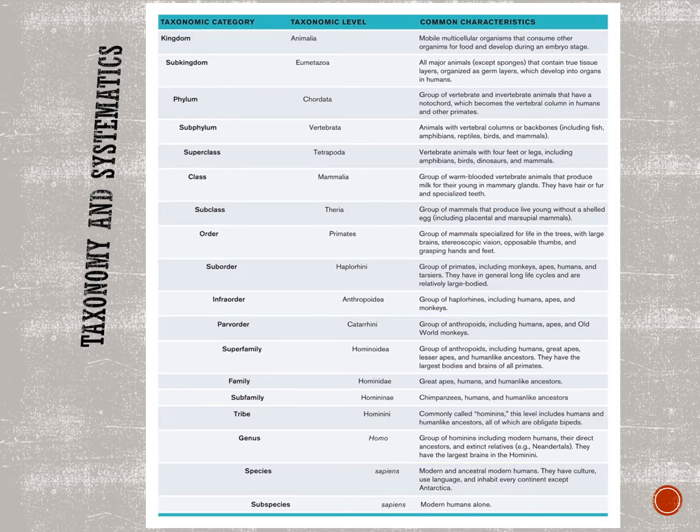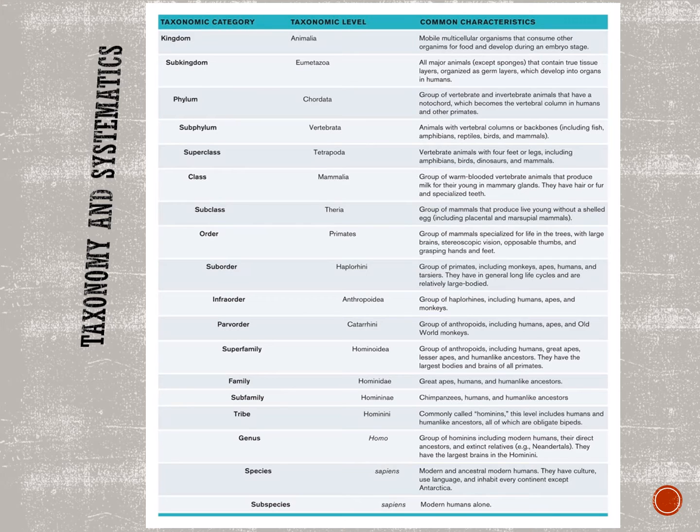So we are mobile, multicellular organisms, and we eat other organisms. That's the key there for being Animalia, is that we eat other organisms. Also, that we have an embryo stage. Then we have a subkingdom. This is kind of a new thing. We used to describe it just as, oh, we're kingdom Animalia and we're Metazoic. Now we say we're kingdom Animalia, we're subkingdom Eumetazoa.